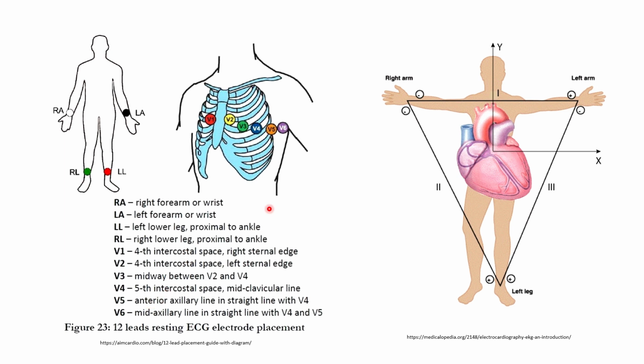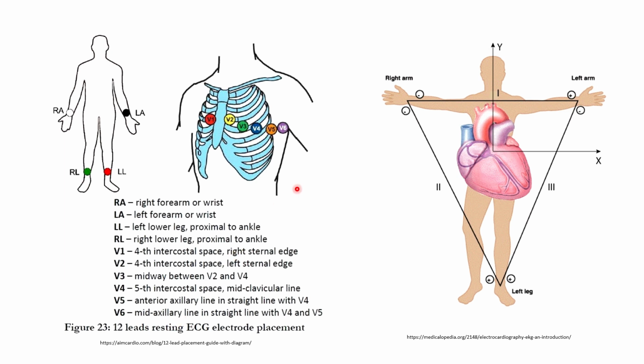Then you will put V5 on the anterior axillary line and in the same horizontal line as V4. Then you will put V6 on the mid-axillary line. In some cases, especially in case of posterior myocardial infarction, we are going to need some posterior leads, which we don't attach to the patient in normal circumstances. And those leads are called V7, V8, and V9.